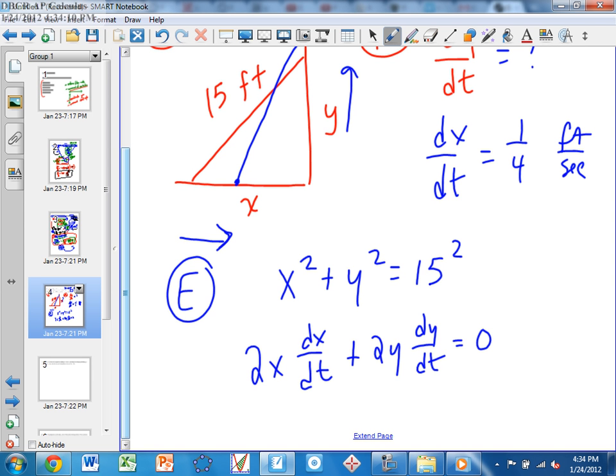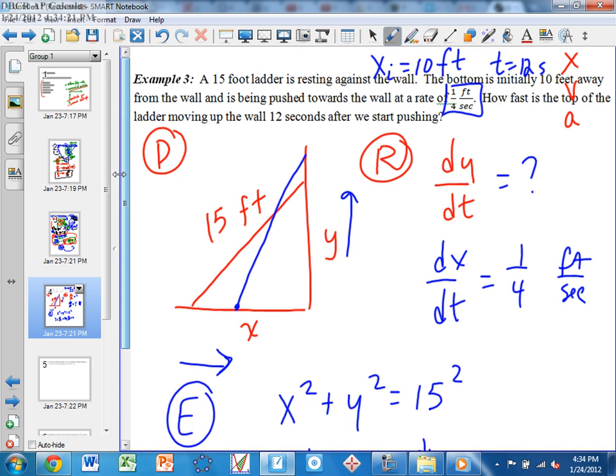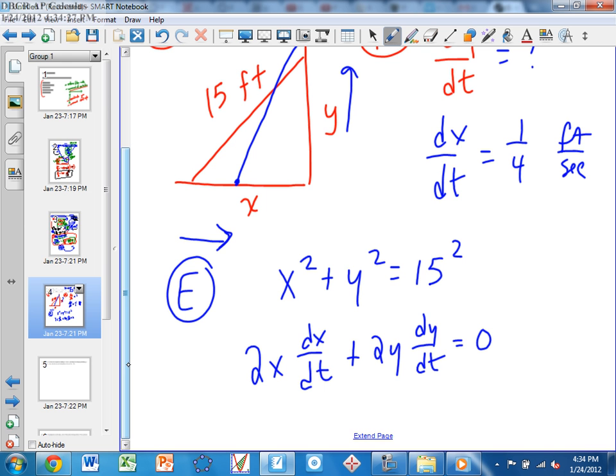Now, looking at this problem, clearly we can see that we have issues, right? We can't get all of our answers. Let's take a look and see where our issues come about. First, we want to know when the time is 12 seconds. So we have to consider that right away. Next, we have to figure out, what is the value of y? What is the value of x? What is dx/dt? We're looking for dy/dt. Remember, this is our goal.